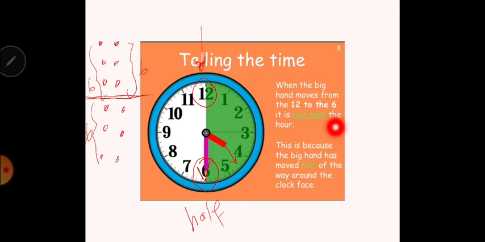So I will read the time as half past 4. What will I say? Half past 4. That means I walked 30 minutes. 5, 10, 15, 20, 25, 30. Okay? So it's 30 minutes after 4.